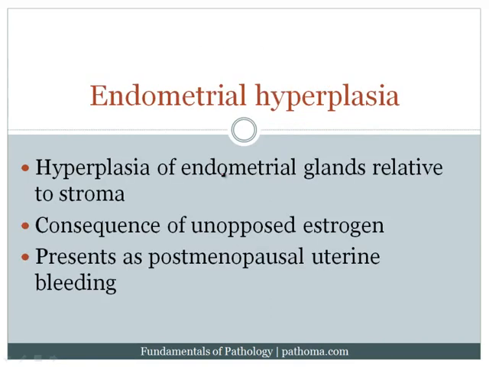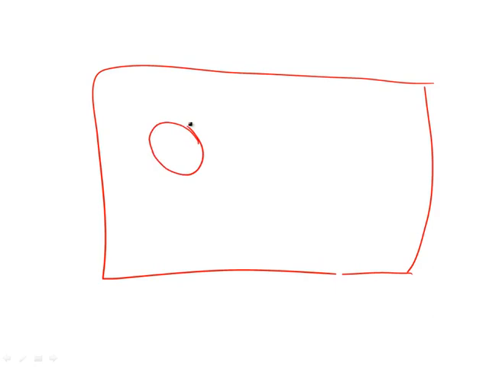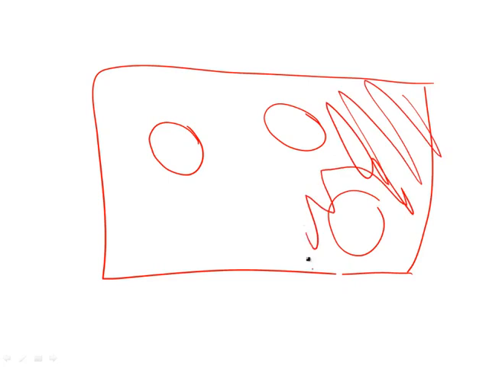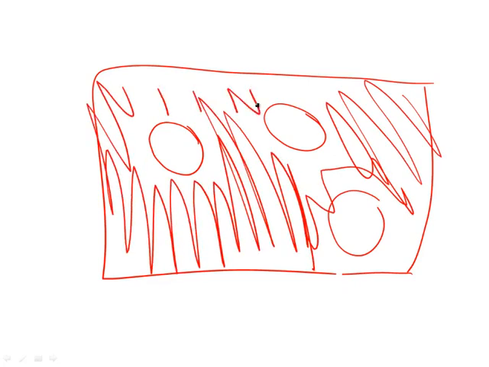Another lesion to be familiar with in the endometrium is called endometrial hyperplasia. This is hyperplasia of the endometrial glands relative to the stroma. Let's illustrate this. Let's pretend that we're looking at this on a slide. When you look at a piece of endometrium, you might see some glands like here and here and here, and then the rest of what is present as white, all of this would actually represent stroma. This is the connective tissue that holds together the endometrium.